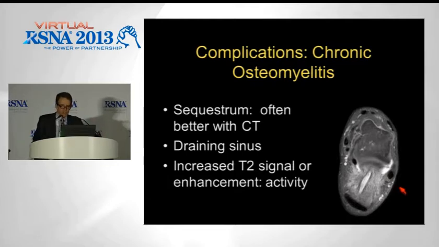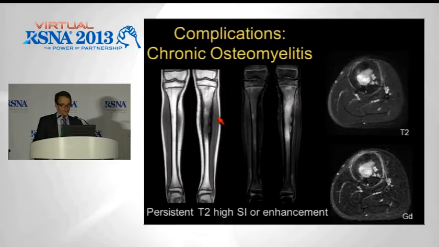But draining sinuses are very well seen with MR, and in general, increased T2 signal or enhancement is a sign of activity in chronic osteomyelitis. I must say that this is an area where PET CT or PET MRI can be very useful if you're thinking about chronic osteomyelitis and you cannot tell by other imaging modalities whether it's present or not. PET imaging can be extremely useful.